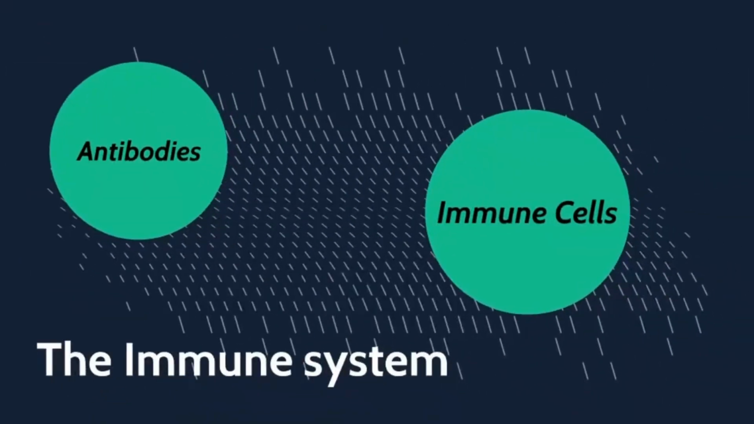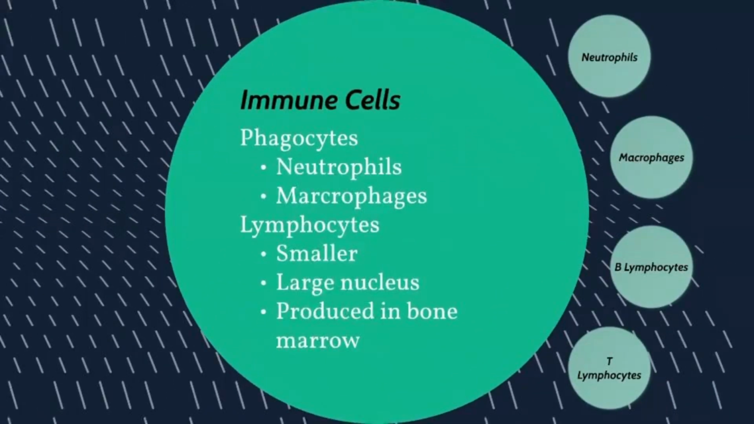different types of immune cells. Immune cells are in the blood and they are often referred to as white blood cells. And there are two main classes of immune cells that we're going to talk about. We're going to talk about phagocytes and lymphocytes. We'll start with phagocytes, and there are two specific examples of phagocytes that you need to know. Those are neutrophils and macrophages.